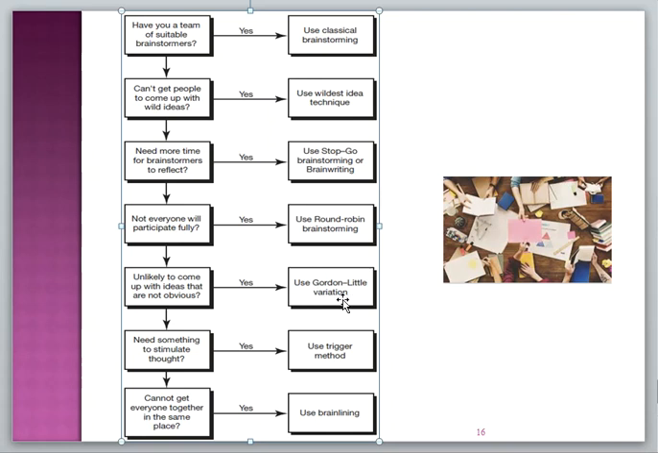Make things disguised, I mean not clear and obvious for each one. Whenever you would like to stimulate thought, use treasure. If you'd like to connect everybody at the same time while they are not in the same place, use brainlining. So that was the very famous technique for the idea generation and problem finding stages of creativity and problem solving, brainstorming. Thank you.